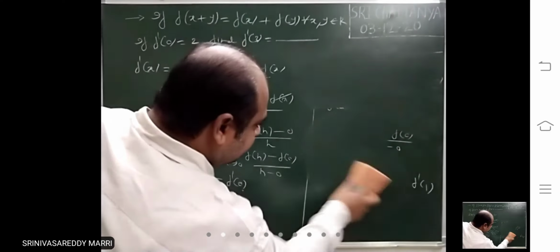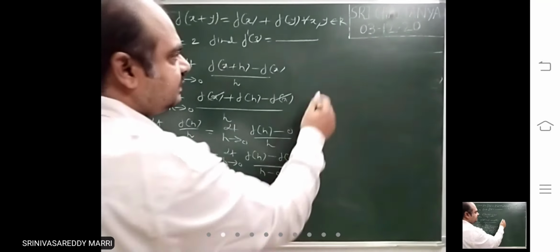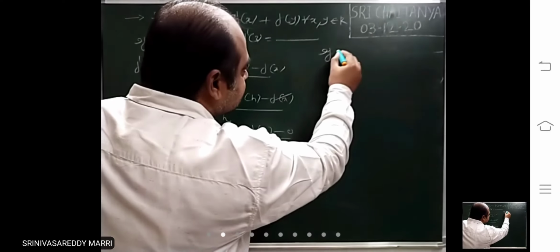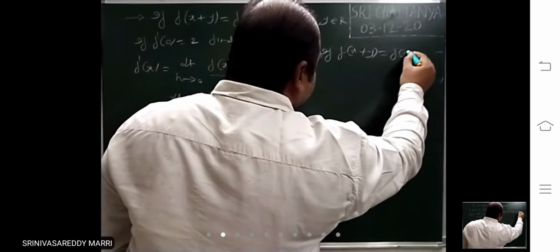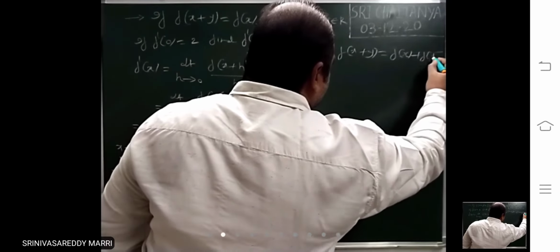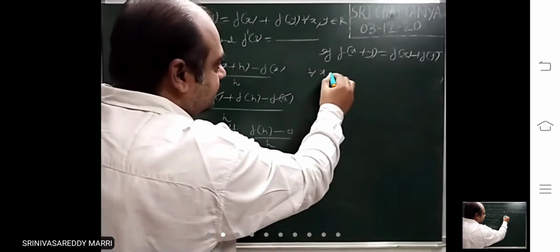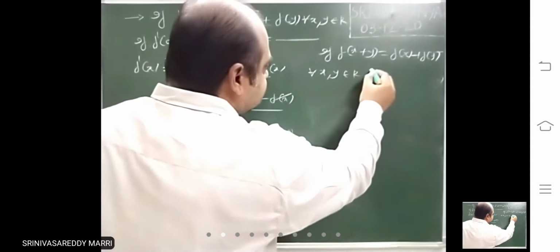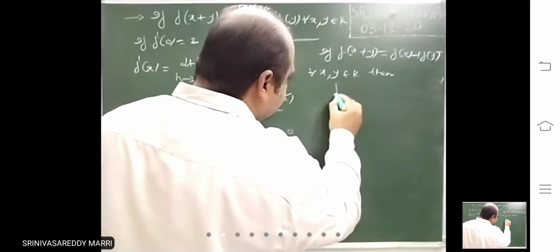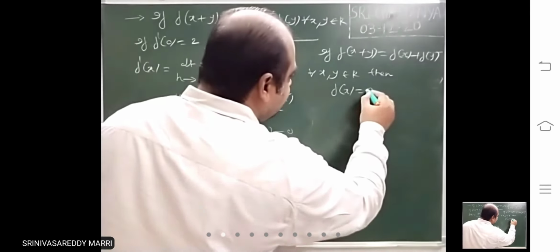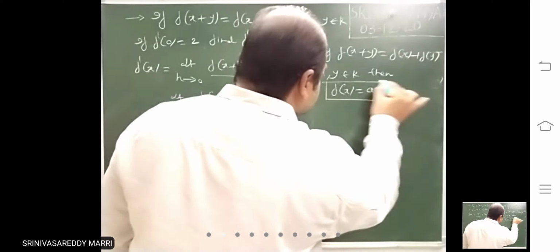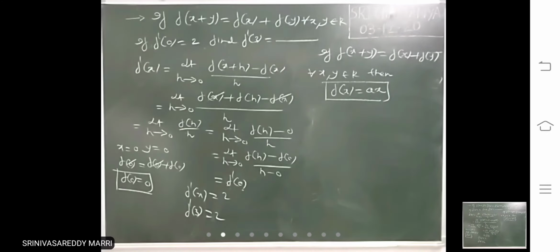So for this type of equation, you can use this formula also. This is the direct method. If you want to use the formula, directly remember this formula: f of x plus y equals f of x plus f of y for all x, y belongs to R, then f of x equals ax. The function will be like this. You can use this one.